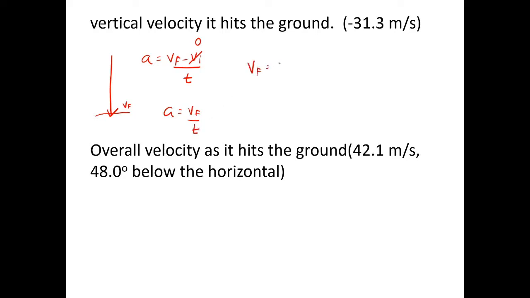Then we get V final is AT. Just multiply both sides by T. So V final will be negative 9.8, and we said, I believe it was 3.19 seconds. So let's see, 9.8 is about 10, times 3 is about 30. So easily we believe the negative 31.3 meters per second.